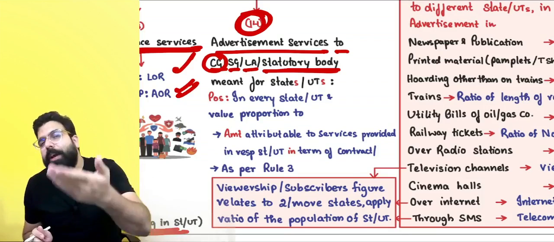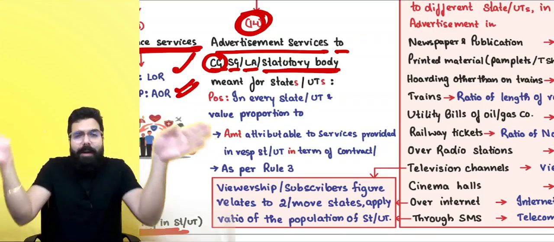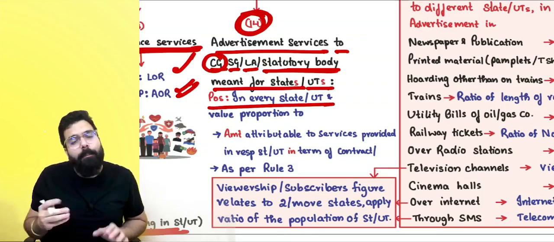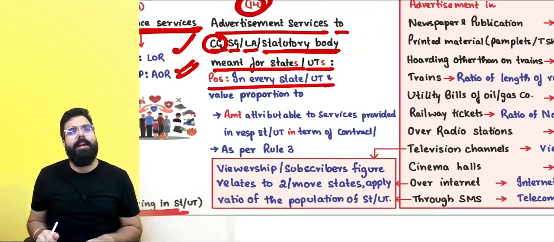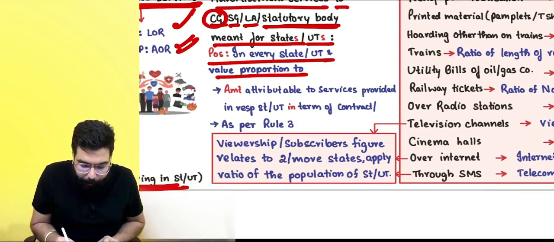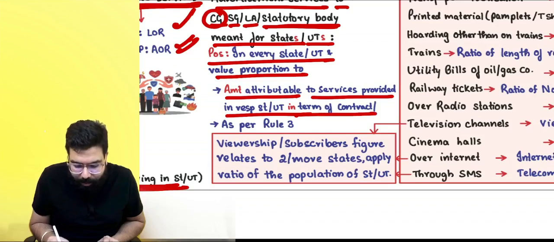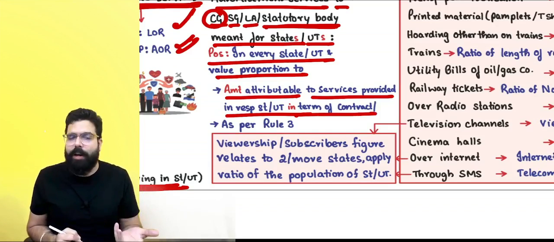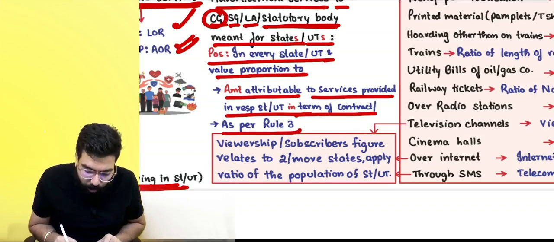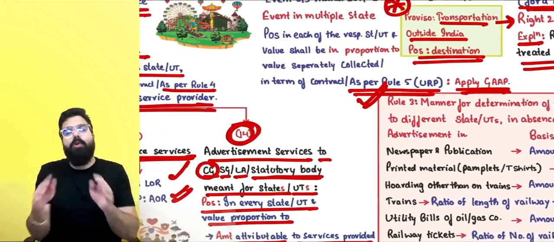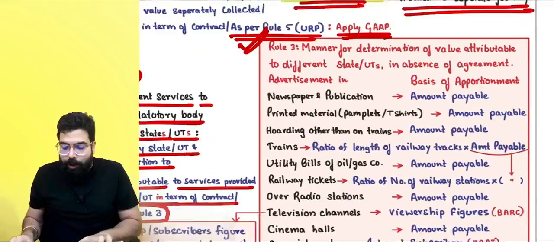Then if I am doing the advertisement for the government in multiple states or UTs, then the place of supply will be in every state or UT. But sir, how to apportion the value? They told us value in proportion to the amount attributable to service provided in the respective state or UT in terms of the contract, or apply rule number 3. Rule number 3 says how to apportion the value.